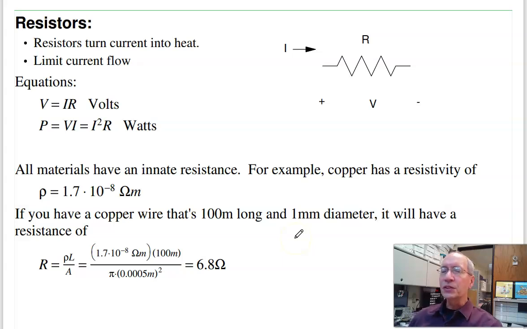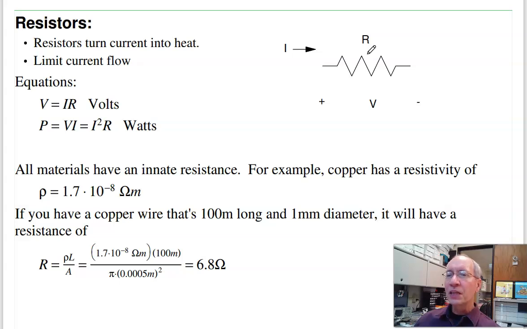Now, resistors. At the start of Circuits 1, we look at resistor circuits. How do you analyze a circuit made up of resistors, voltage sources, current sources? The basic equation for a resistor is V equals IR. The voltage across the resistor is the current times resistance. The power that it dissipates is volts times amps. It's also I squared times R.